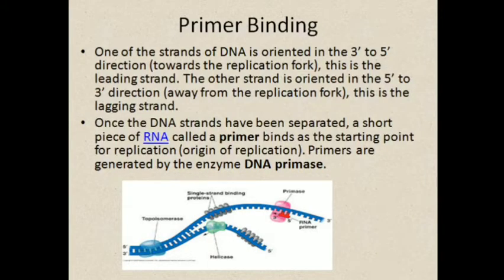Next is primer binding. After the DNA has opened up a bit, there is an enzyme called RNA primase, and this enzyme synthesizes a small strand of RNA which is called the primer. What is the requirement of the primer? The enzyme which forms the new strand of DNA, that is the DNA polymerase, cannot act without the presence of this primer. So the primase enzyme produces a small strand of RNA called the primer.